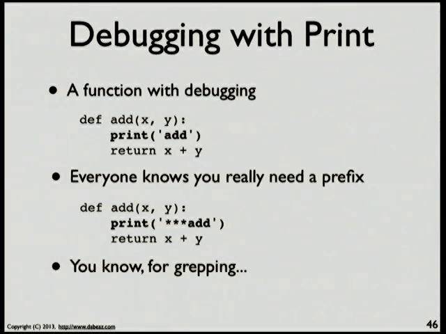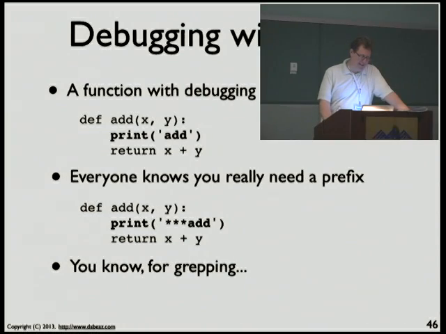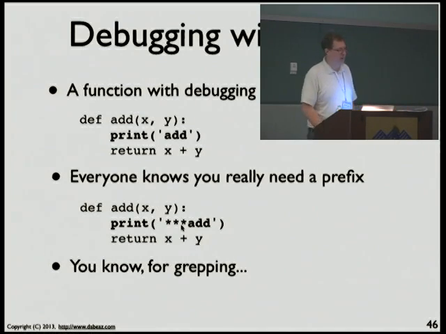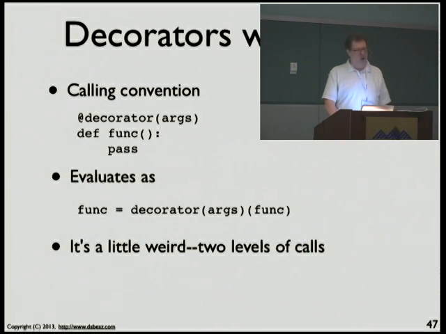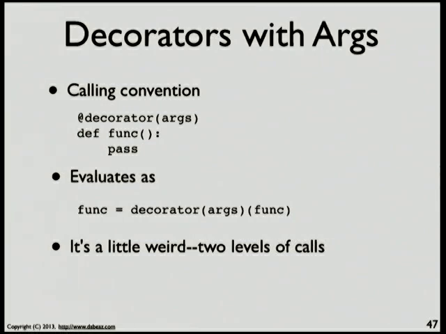Now, some variations of this. Let's go back to debugging with print. It turns out if you debug with print, you're not doing it right unless you include some kind of magic prefix on the output, like triple star or plus plus plus or a bracket, because you have to grep through the 50 megabytes of output from your program to see your debugging messages. So you might want a decorator that takes arguments as input, where you pass in a prefix or something to make that work.